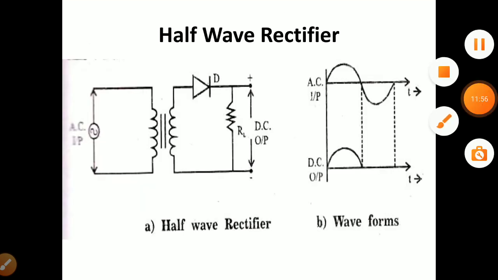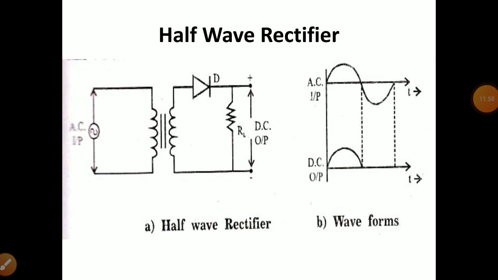Next is half wave rectifiers. As already told, this particular module does not deal with half wave rectifiers, but the function and operation of half wave rectifiers, and also experimentally how they operate, is already studied in the analog electronic circuits course in the previous semester. That is why it is not included here, just to brush it up, just to remind you of some of the concepts related to half wave rectifiers.